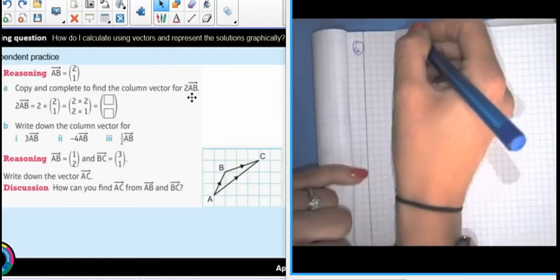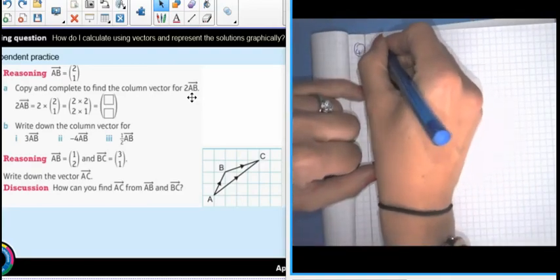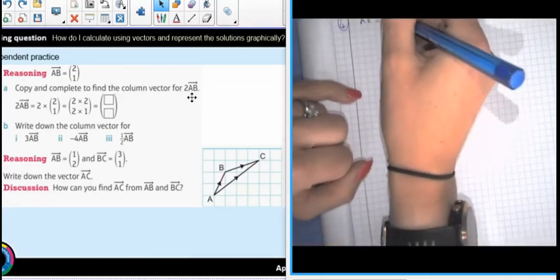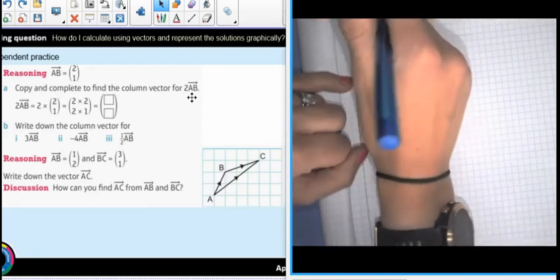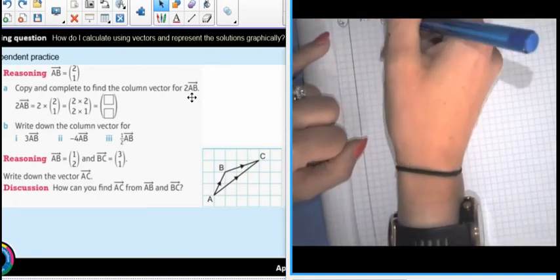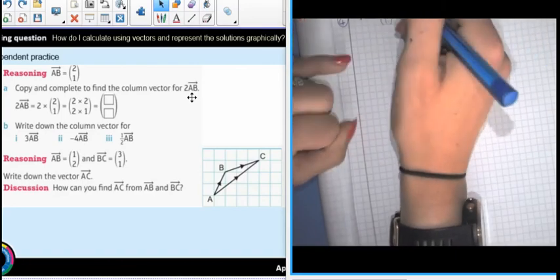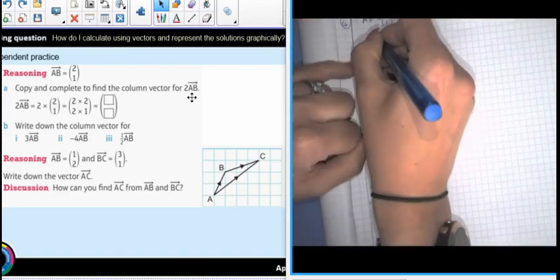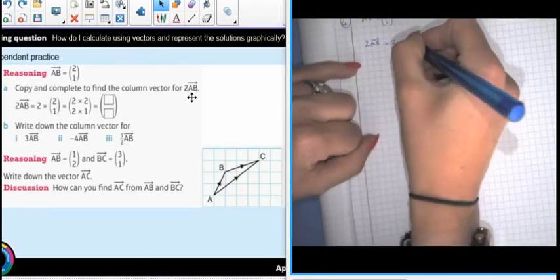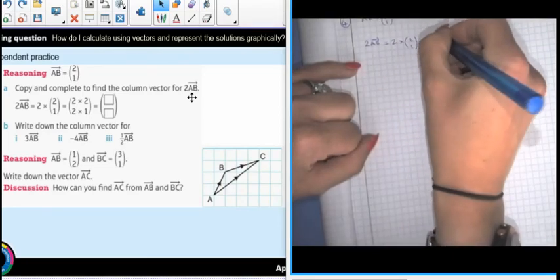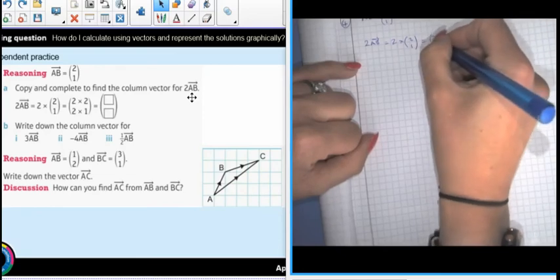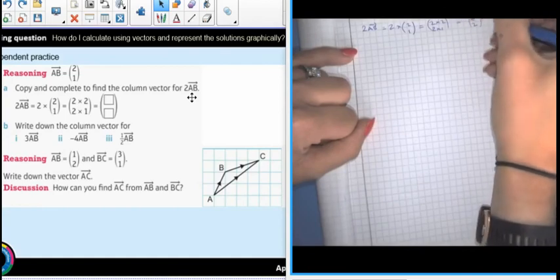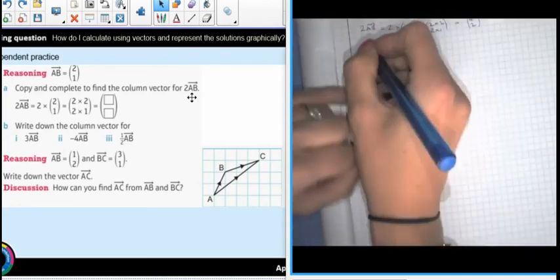Okay, question 4. AB is (2, 1). Copy and complete to find the column vector for 2AB. So what do you think 2AB is then? It's just 2 multiplied by AB. So 2AB is equal to 2 times (2, 1), which is 2 times 2 over 2 times 1, which gives us the vector (4, 2).